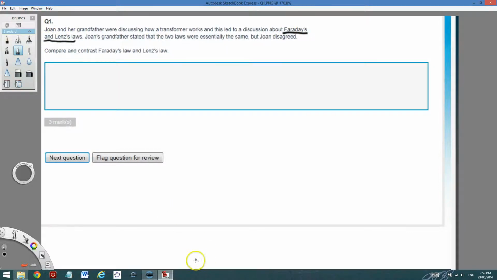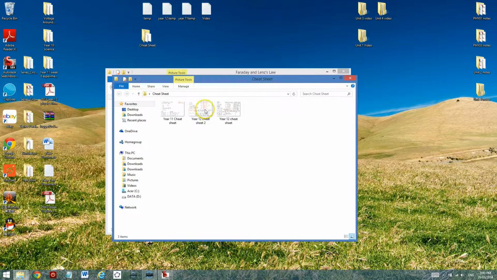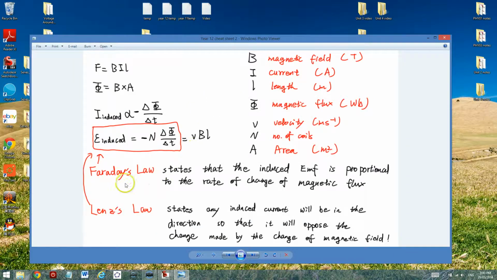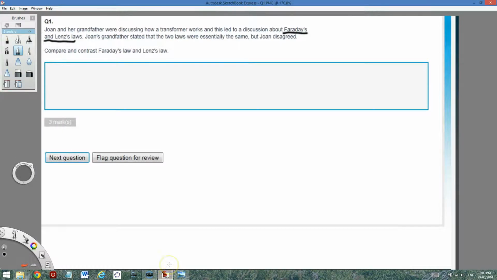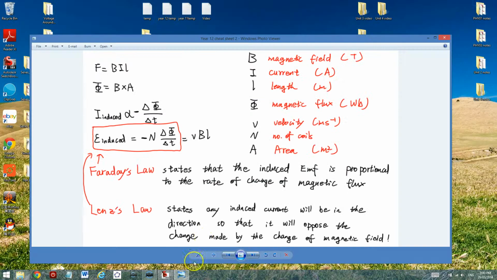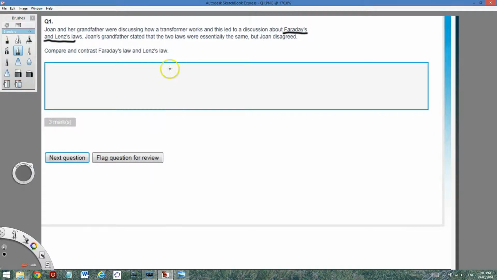Now, step 1, go to your cheat sheet, have a look at mine. Now, copy Faraday's law and Lenz's law down. So the idea is, copy Faraday's law down from the cheat sheet, all the words. Then what you need to do is compare and contrast.